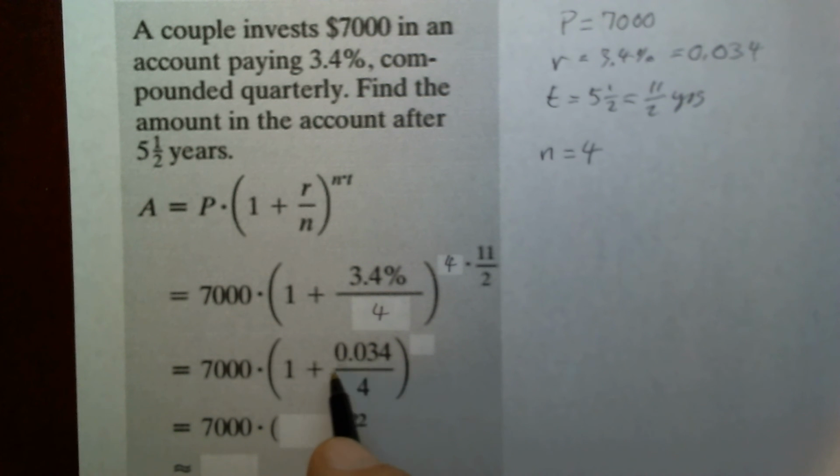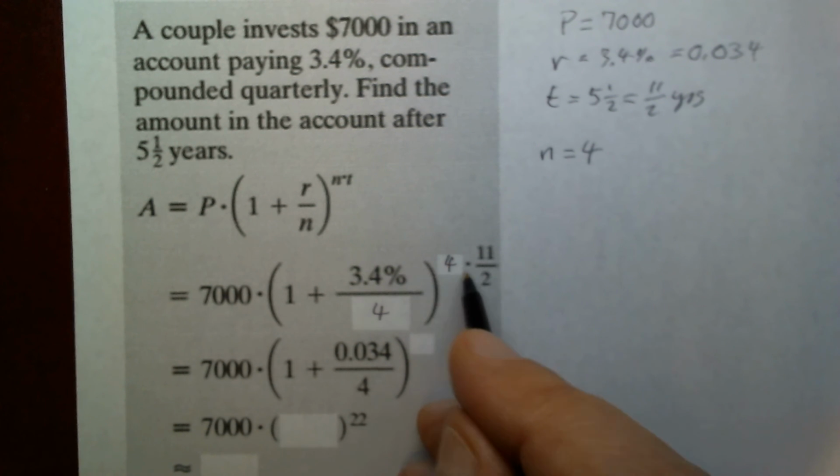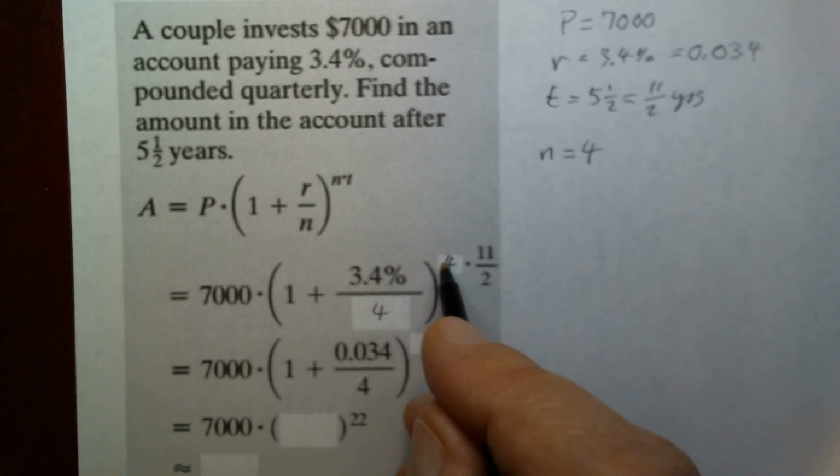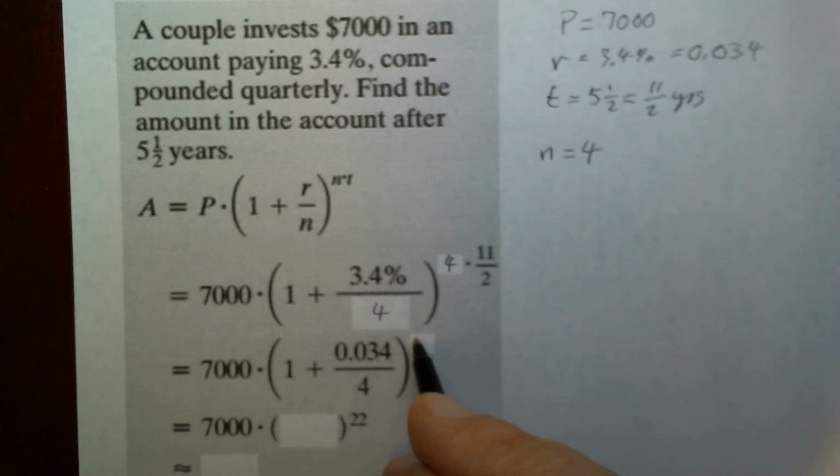And so it would be 1 plus 0.034 divided by 4, to the, now 2 against the 4 makes it a 2, and 2 times 11 is 22, so it would be the 22nd power. And so in parentheses, we divide 0.034 by 4 and add it to 1, and that's equal to 1.0085.